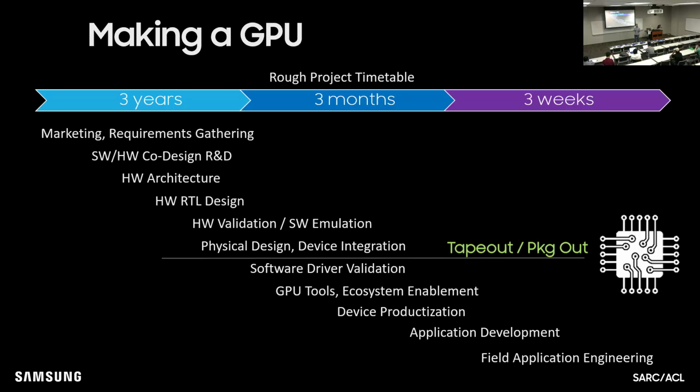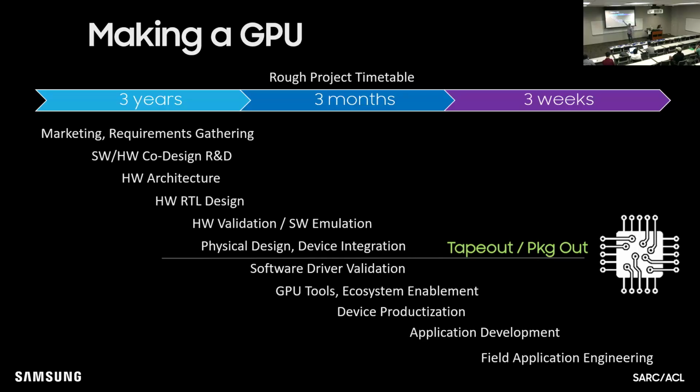So Samsung Austin Research Center does everything. We have an architecture modeling team. We have an RTL team, a PD team, a DV team, full layout team. We do all the testing and then software validation, hardware validation, everything. And so I'm doing all the software side, so it's pretty interesting.